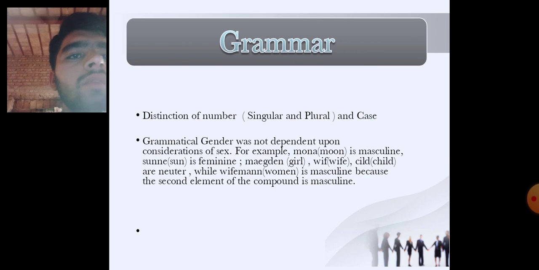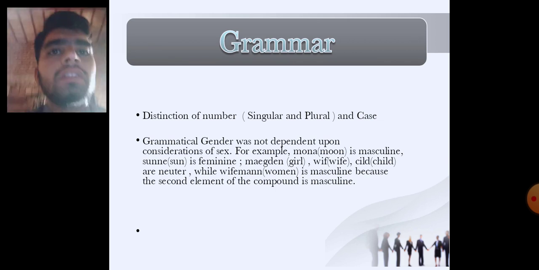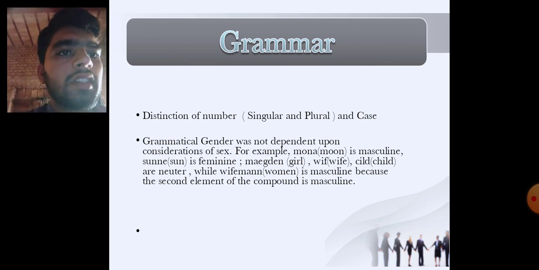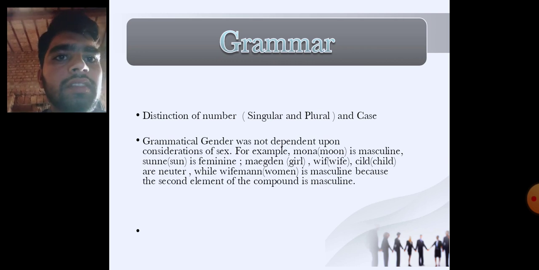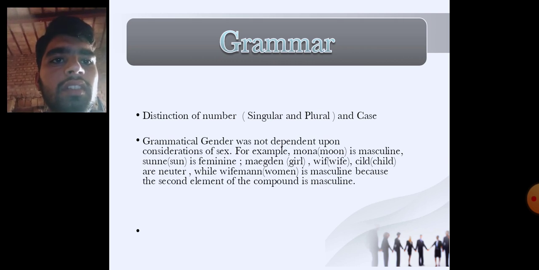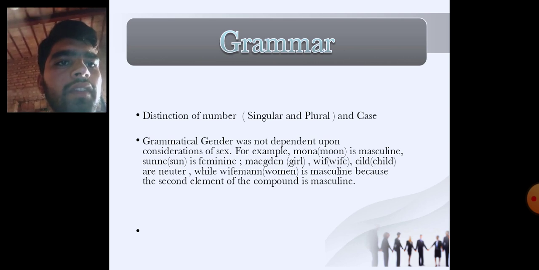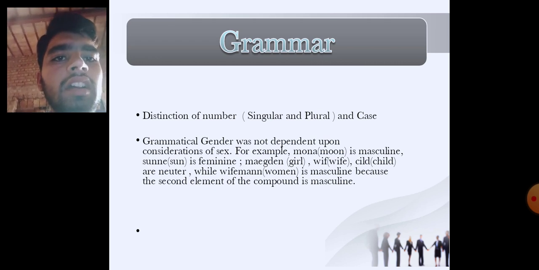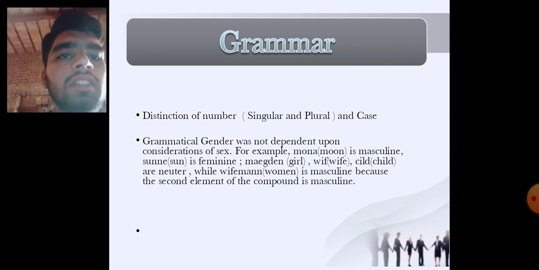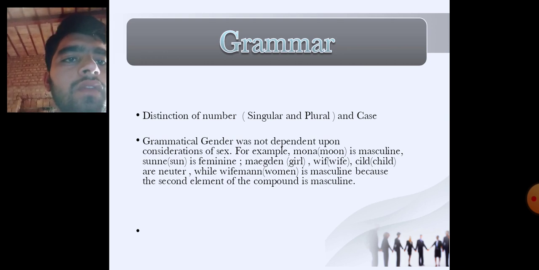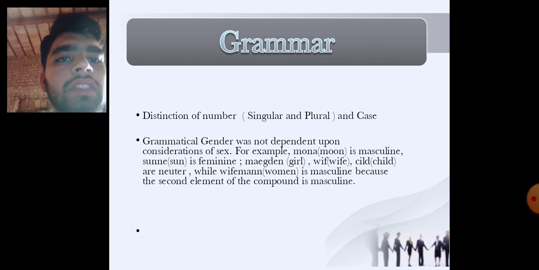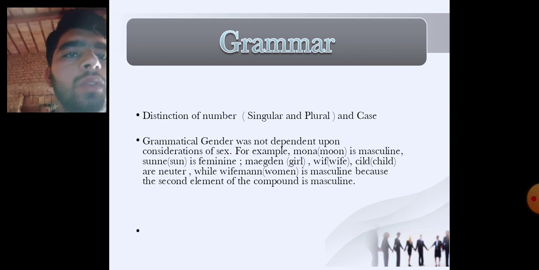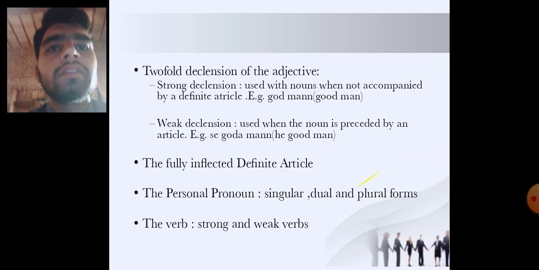For example, in Old English mona, in modern English moon, is masculine. Sunne, sun, is feminine. Maegden, girl, and wif, wife, and cild, child, are neuter. While wifman, woman, is masculine because the second element of the compound is masculine.